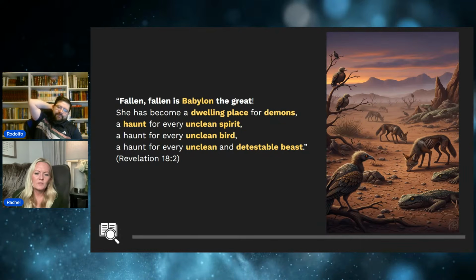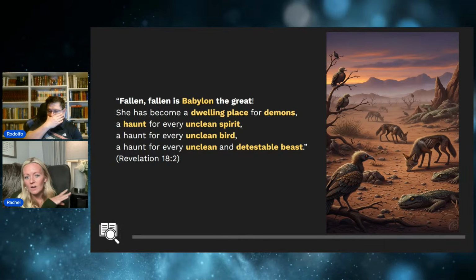And then this connects to Babylon again, the idea of Babylon and the fallen Babylon becoming this dwelling place for demons, a haunt for every unclean spirit, a haunt for every unclean bird, a haunt for every unclean and detestable beast. Yeah. So it just kind of ties it into that end time Babylon.